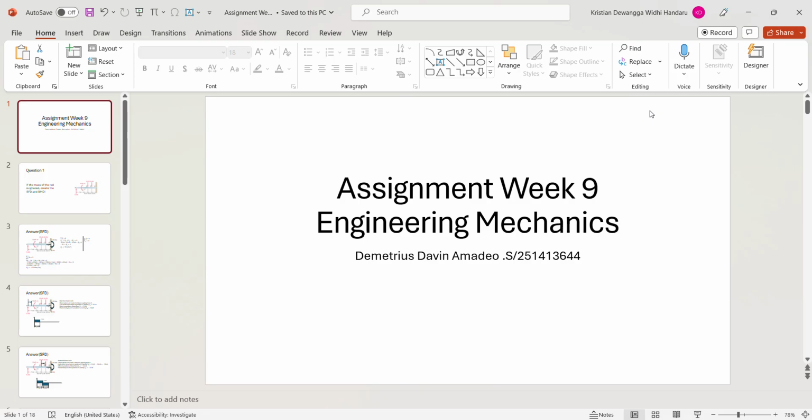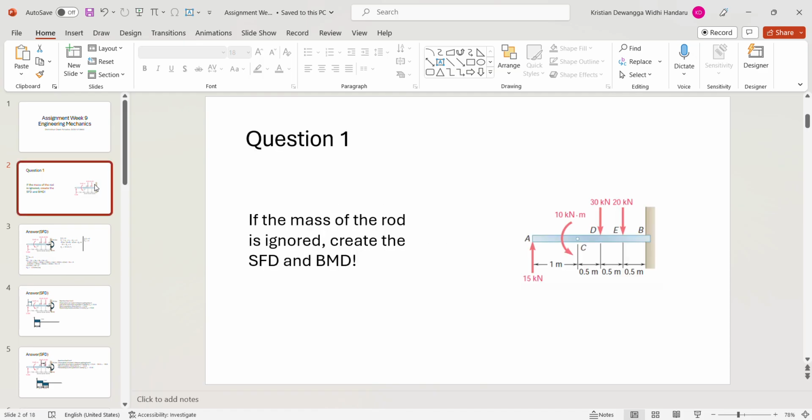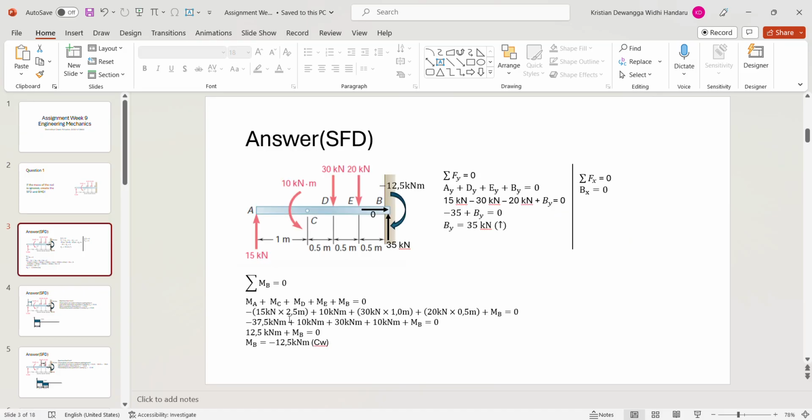I am Demetrius Davin Amadeo Sugiarjo, and this time I will present my assignment for week 9 engineering. For question number 1, if the mesh of the road is ignored, create the SFD and BMD. For the first one, we need to find BY and BX.